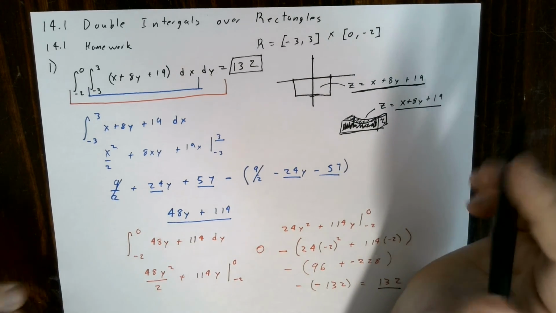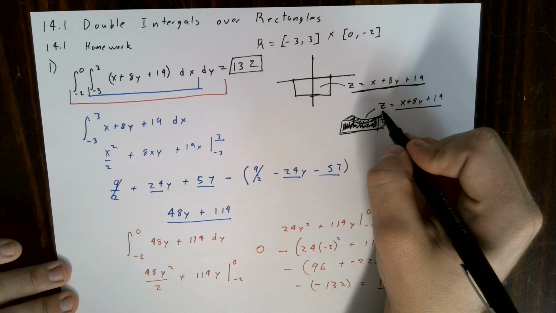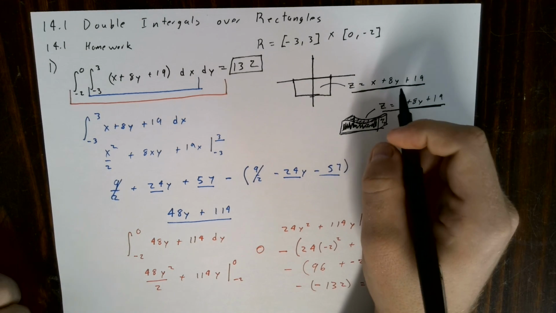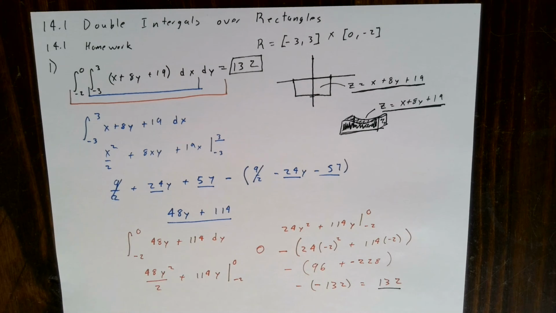And so you can imagine the implications that you could pretty easily find out the volume of a multitude of different things just by understanding the rectangle and then the function that it would make above that rectangle.